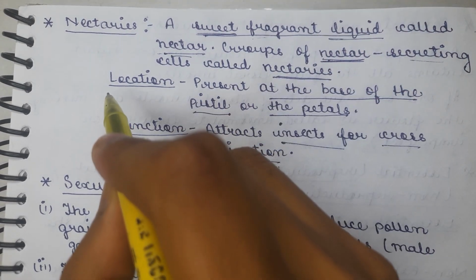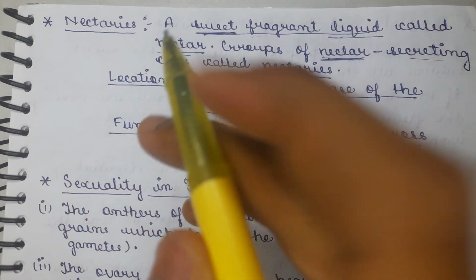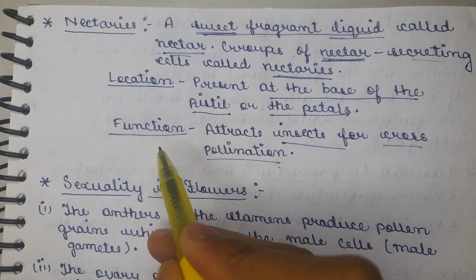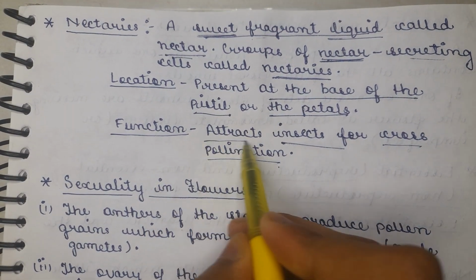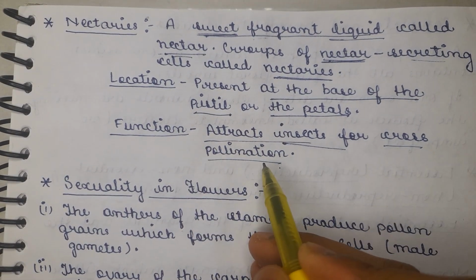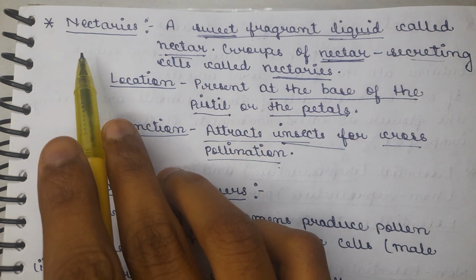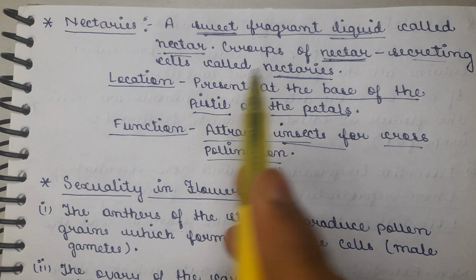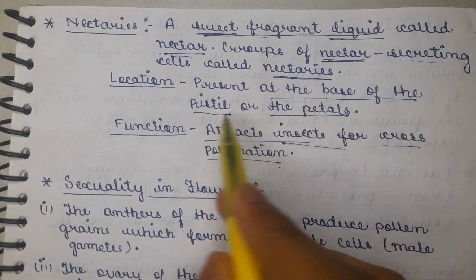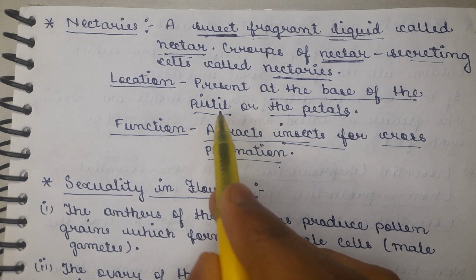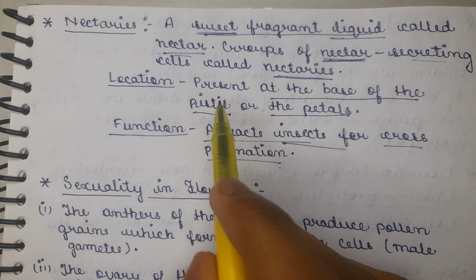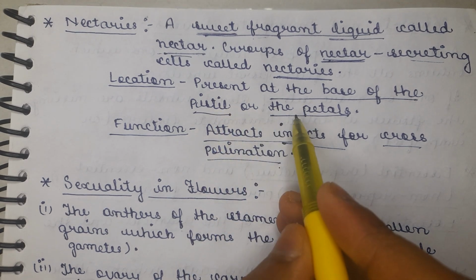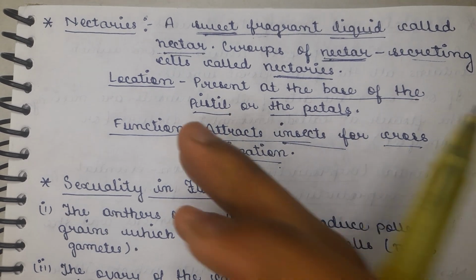What are the functions of these nectaries, or what do they help with? These are basically to attract insects for cross pollination. And if we talk about the location of these nectaries, where they are found inside the flowers, they are present at the base of the pistil, basically at the base of the female reproductive organ of the flowers, or at the base of the petals.